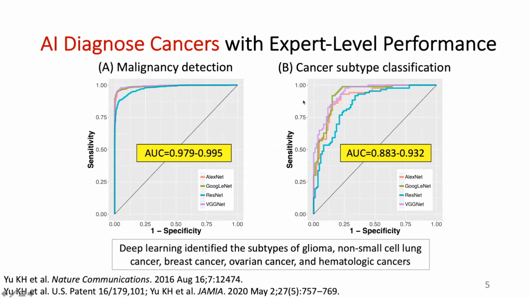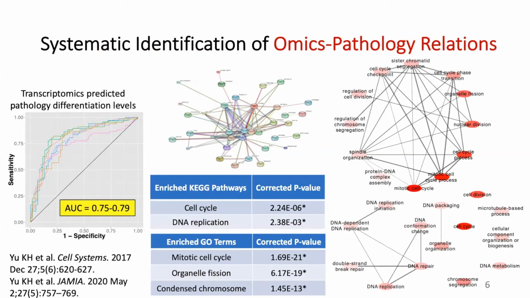And we can further distinguish the different cancer subtypes based on these image manifestations. We show that we have a pretty good area under the curve of more than 88 to 93% in identifying the subtypes of many solid cancers, including glioma and solid cancers of other organs, as well as hematologic cancers. In addition to identifying the cancer subtypes and disease diagnosis from the histopathology side, we further connected the molecular signatures of the same samples to better identify the relations between molecular and pathology manifestations. And here's an overview of our results published in Cell Systems.